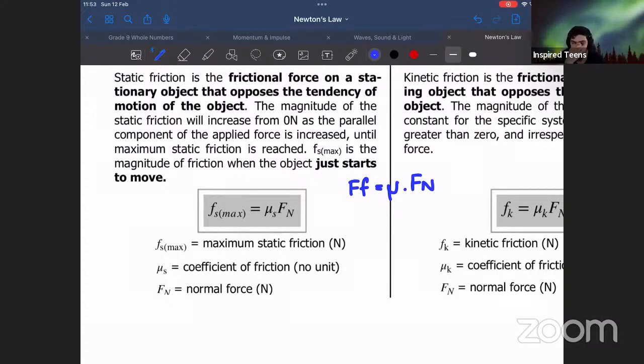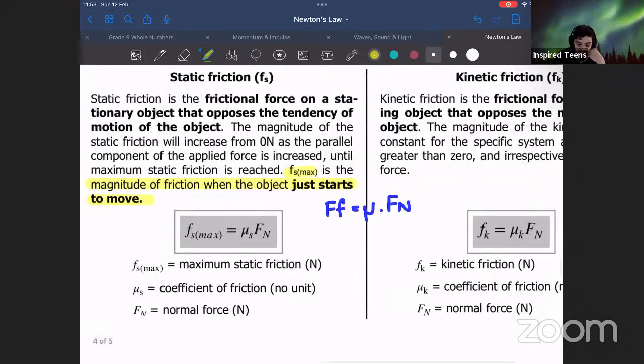So when you're trying to move the object, the static friction is exerted onto the object and is trying to stop it from moving. It's trying to oppose that motion. And then you push and it's not moving, because the friction is stronger than how much you are pushing. Then you push a little bit more and a little bit more until you actually start moving the object. That means you have overcome the friction. And that highest amount of friction just before the object starts moving is known as our Fs max. It's the magnitude of friction when the object just starts to move.